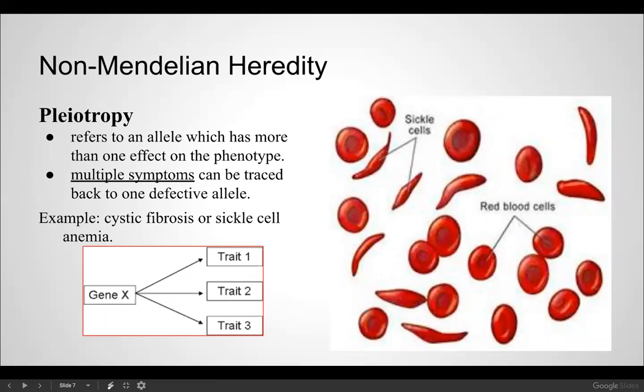Another type of trait and form of inheritance that doesn't behave like Mendel's typical dominant-recessive traits is something called pleiotropy. It refers to an allele which has more than 1 effect on the phenotype. Multiple symptoms can be traced back to 1 defective allele. With sickle cell, you have red blood cells that are round, and those tend to flow through your blood vessels a lot easier than these ones that are sickle cells. You look at the picture on the right, and those that are sickle cell tend to clump up and cause some issues that are very painful. So cystic fibrosis or sickle cell anemia are examples. Multiple symptoms can be traced back to 1 defective allele.